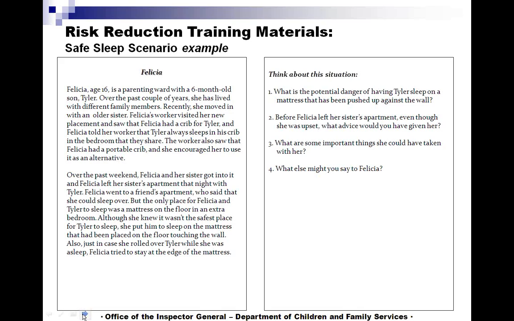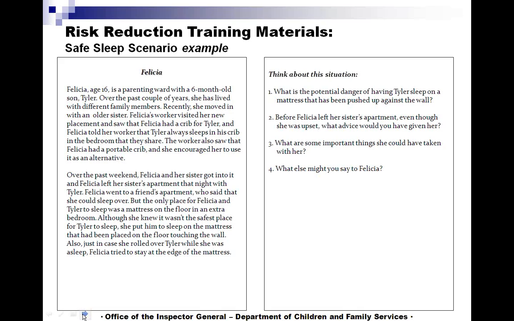And what happened was that Felicia was sleeping on the side of the bed that she managed to hug effectively, but during the night, the mattress moved away from the wall, and little did she know that Tyler could roll over. And that's what happens sometimes. The children sometimes will develop new skills, and we simply are not aware of it. And Tyler rolled over and was trapped between the wall and the mattress and suffocated.